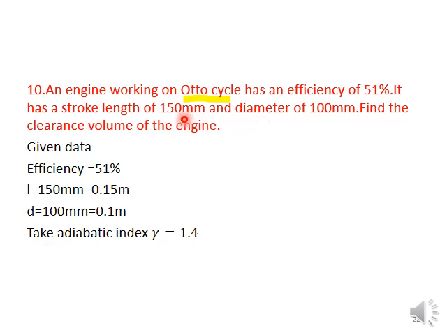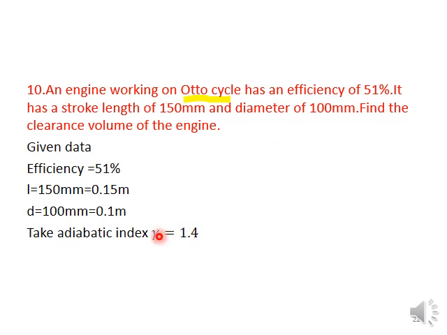Stroke length, here they mention the length of the cylinder. They gave it as 150 mm, so I converted it into meters: 0.15 meters. And the diameter is 100 mm, so 100 mm times 10 to the power of minus 3 is 0.1 meters. Find the clearance volume of the engine. So we have to calculate the VC of the engine, meaning the volume available at the TDC.